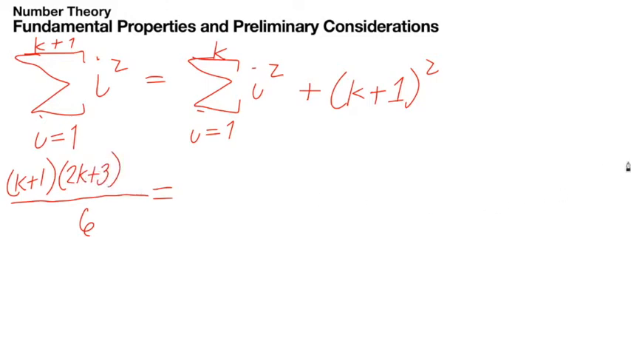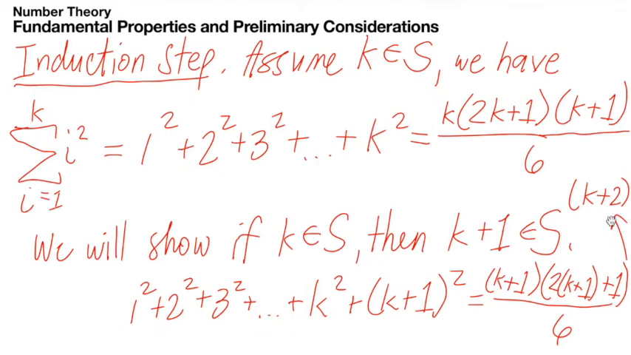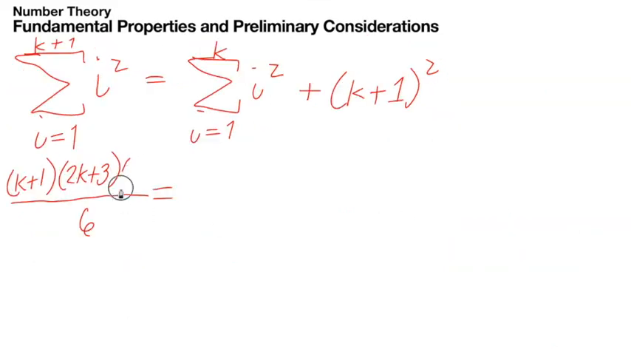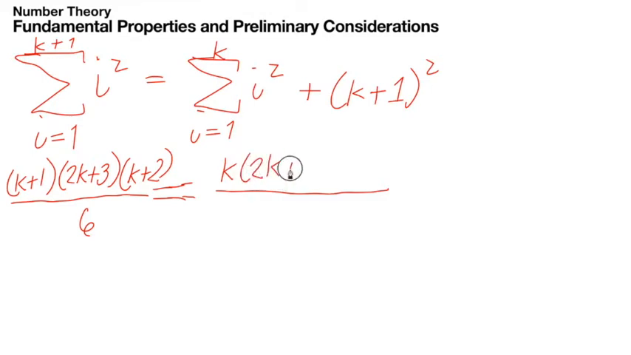And then lastly, we have k plus 2. Okay, so we're going to make this equal to our right-hand side over here. So our right-hand side is this one. So we have here k times the quantity 2k plus 1 times k plus 1, all over 6.